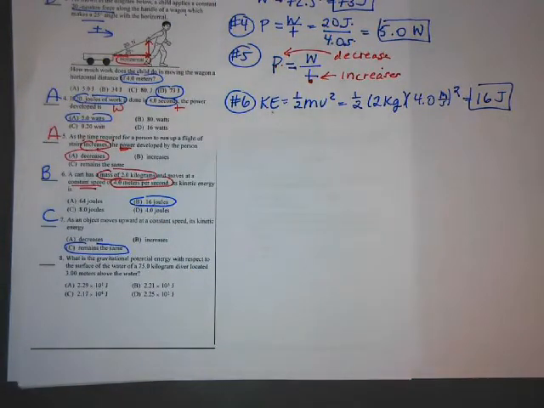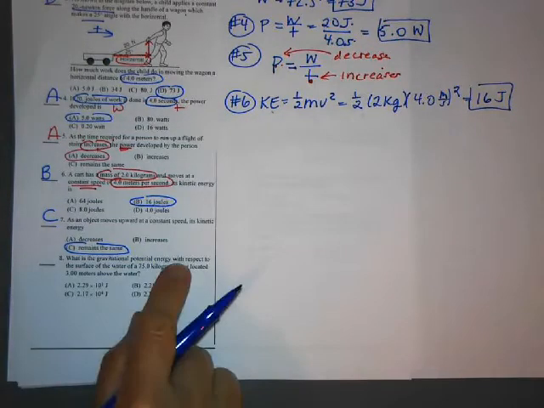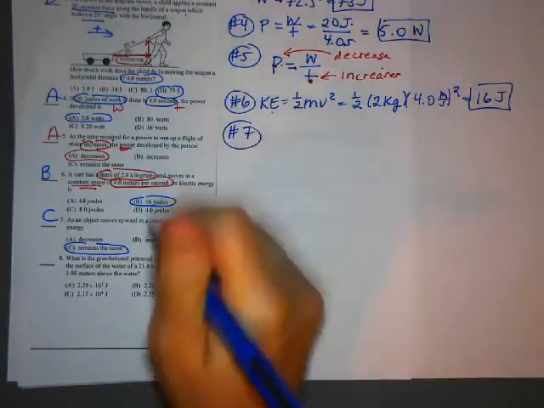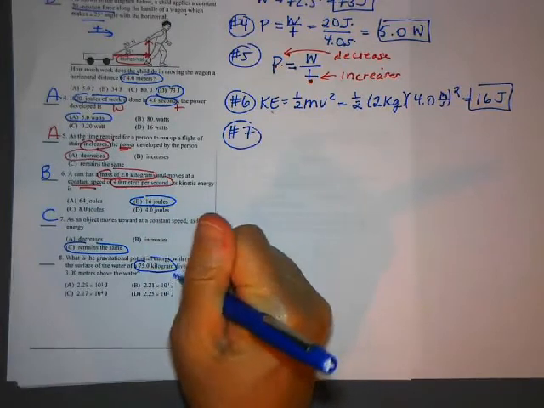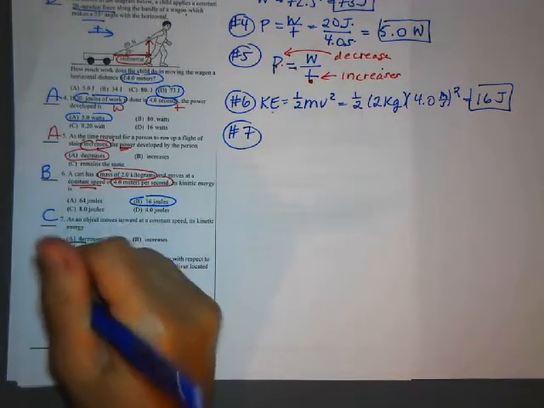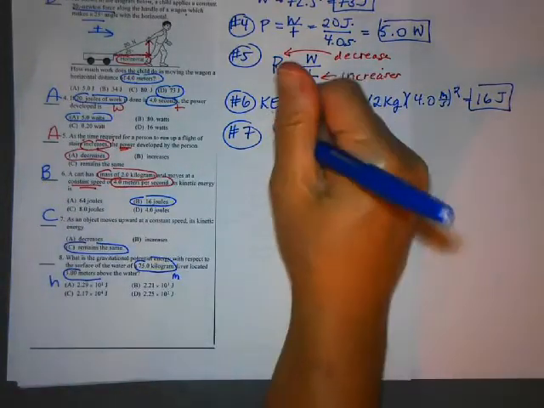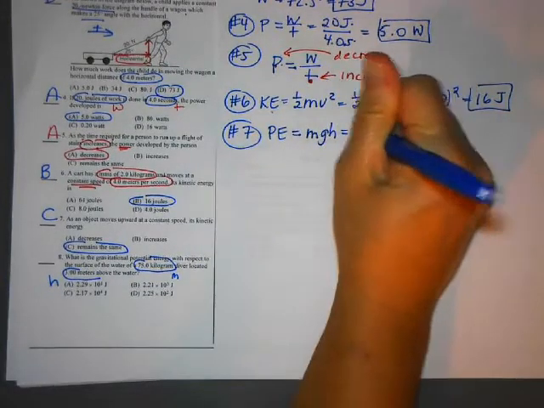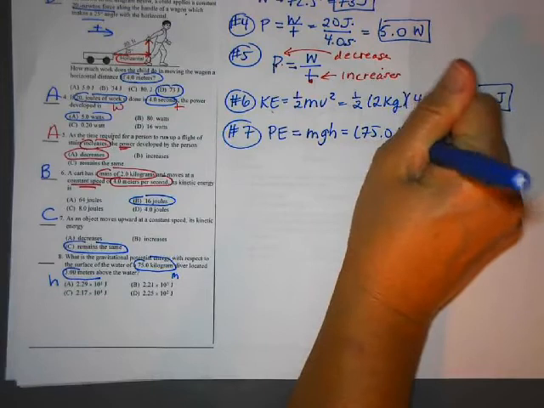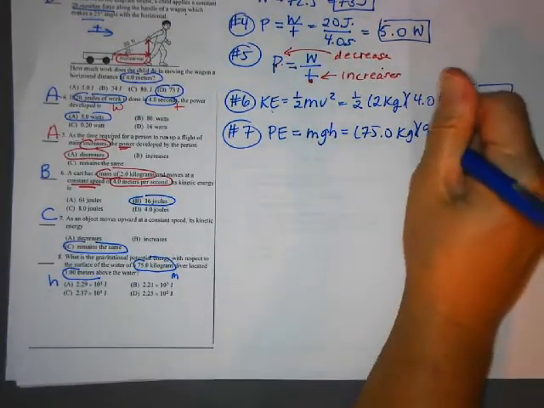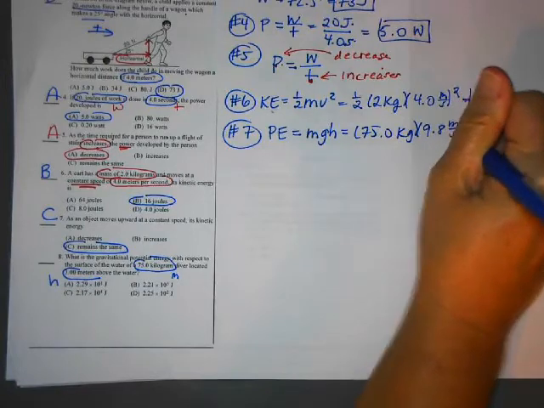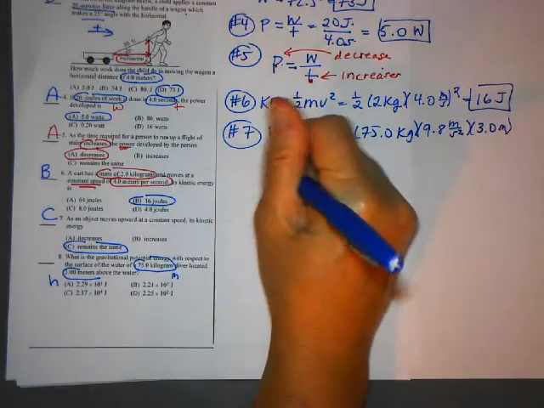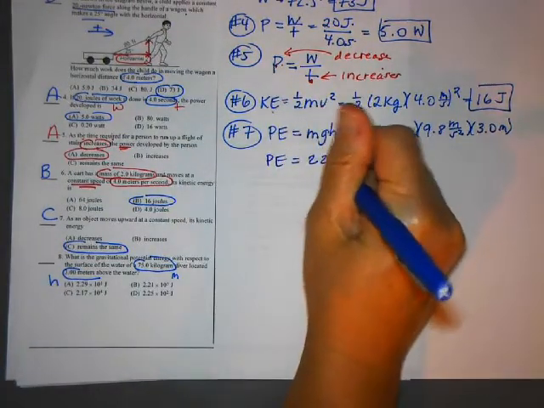Number 8. What is the gravitational potential energy with respect to the surface of the water of a 75 kilograms, so I know that's the mass, diver located 3 meters above the surface, so that's the height. So we know that potential energy is equal to mgh. So it's 75 kilograms times 9.8 meters per second squared times 3 meters. And when I put all that in my calculator, the calculator is going to say 2205.